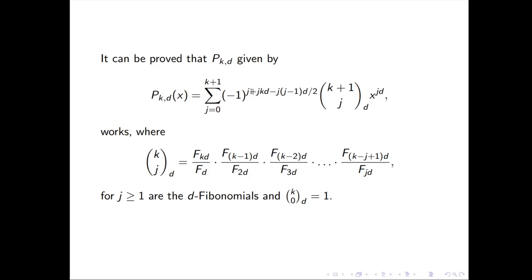This is not quite alternating, but think of this as alternating. And then over here you have what are called the d-Fibonacci numbers. The d-Fibonacci numbers are defined just like you define the binomial coefficients, but in this case you use the Fibonacci numbers f_{kd}, f_{(k-1)d}, etc. And over here is the factorial part. This definition does not make sense when j is 0, but you define it to be equal to 1 when j is 0 so that the theory will work. So that's part of what I had to do to make it work.